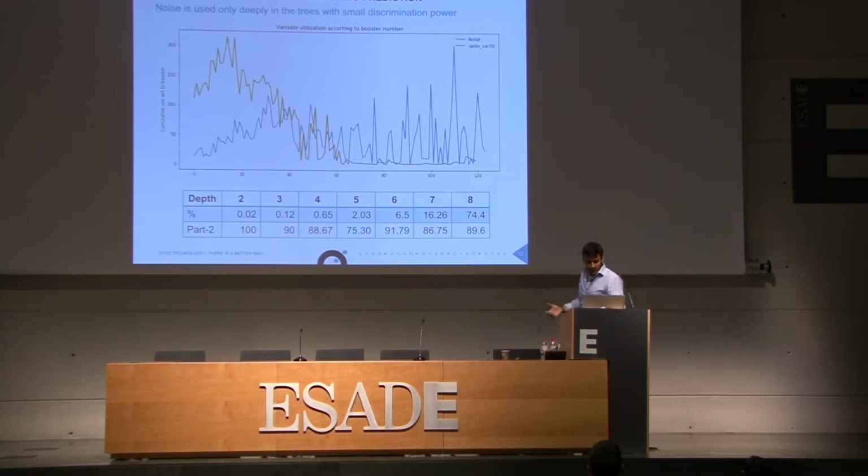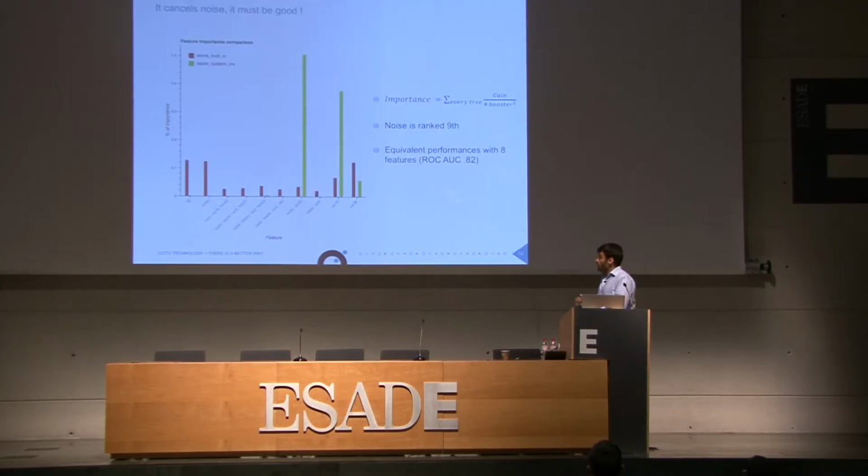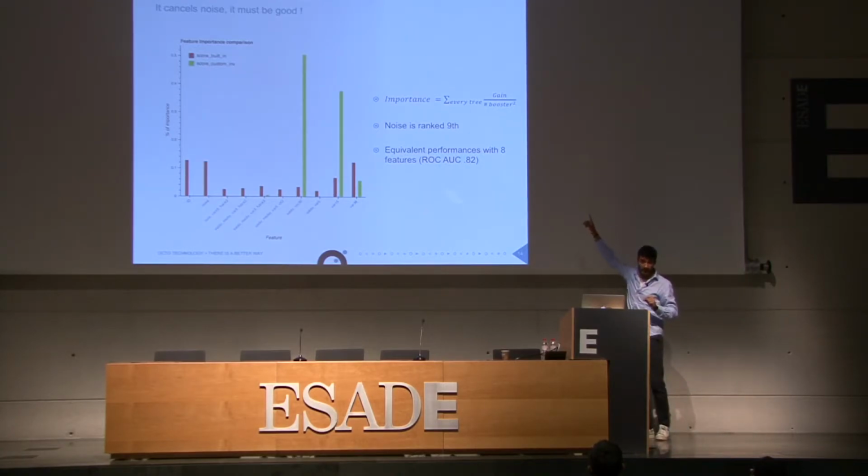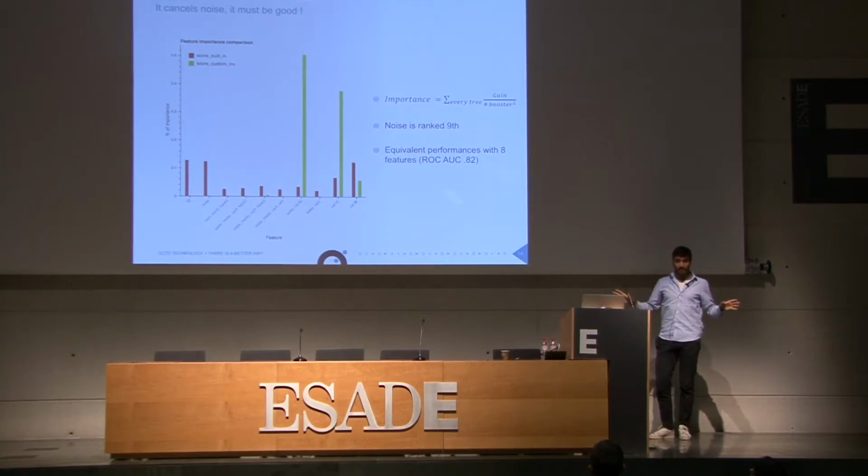So given those stats, is it possible to design a new metric for feature importance? Well, then I propose this one. This is just a feature importance for one tree. It's just the gain it provides divided by the number of the iteration, denoted boosted here, squared. And you sum it across all the trees. Why is that? Because it works, actually.